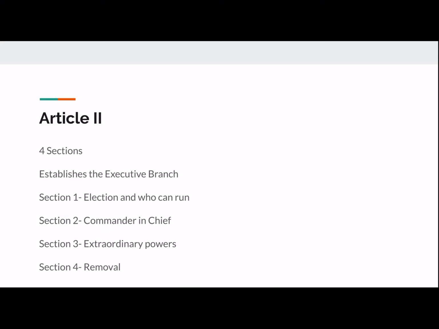Section 1 is how the elections happen and who can run. Section 2 talks about the president as commander-in-chief. Section 3 talks about extraordinary powers. Those are in case something happens that we didn't expect, this is what's going to happen. And Section 4 covers removal. So let's get started.